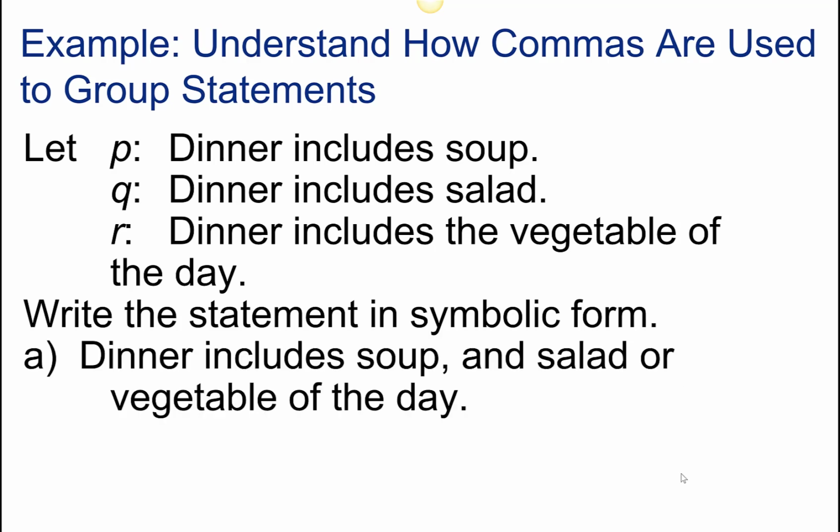And we want to write this compound statement in symbolic form. Dinner includes soup, notice the comma, and salad or vegetable of the day. So we're going to be grouping the second portion in parentheses. We're going to start with a P, and then we have a conjunction, and then we're going to have parentheses, salad, which is Q, or vegetable of the day, which is R. And again, notice how the comma showed us to set off this portion in parentheses.